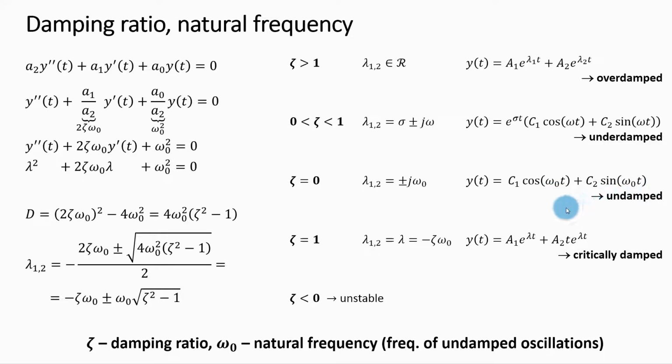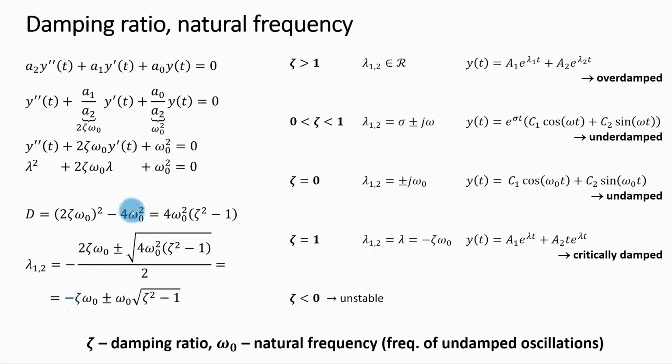If your zeta is 1, then this expression is 0, and you get a single double root equal to minus omega naught. In this case, your general solution should look like this, and this is the critically damped case. Last, if your omega naught were negative, you would get an unstable system because the real part of your roots would be positive.